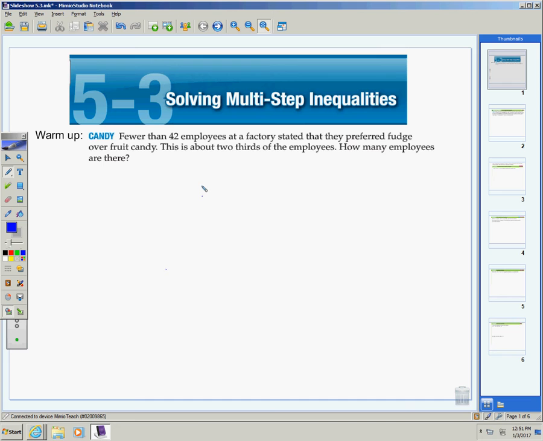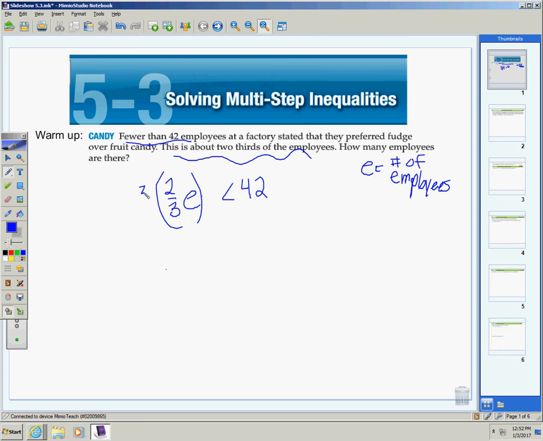Alright, so here we've got fewer than 42 employees. Okay, say they preferred fudge over fruit candy. This is about 2/3 of employees. So I'm going to say E is the number of employees. So I know 2/3 of E is less than 42. I'm going to go ahead and multiply each side by 3/2. And I get E is less than 63. So we know there's fewer than 63 employees.